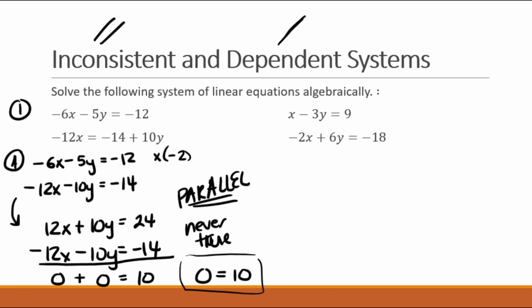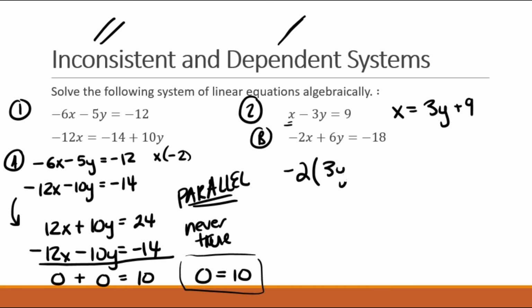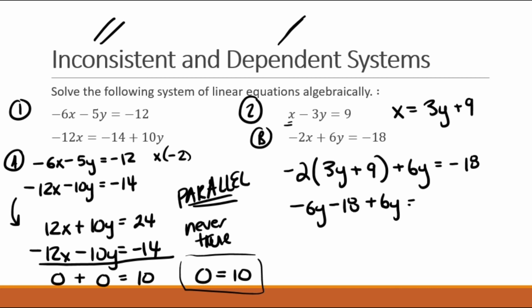And now we're going to look at number 2. This one I'm going to use substitution because I see this beautiful x all by itself. Rearrange this equation. X equals 3y plus 9. And I'm going to substitute it into my equation B. Negative 2 times 3y plus 9 plus 6y equals negative 18. Okay, negative 6y minus 18 plus 6y equals negative 18.